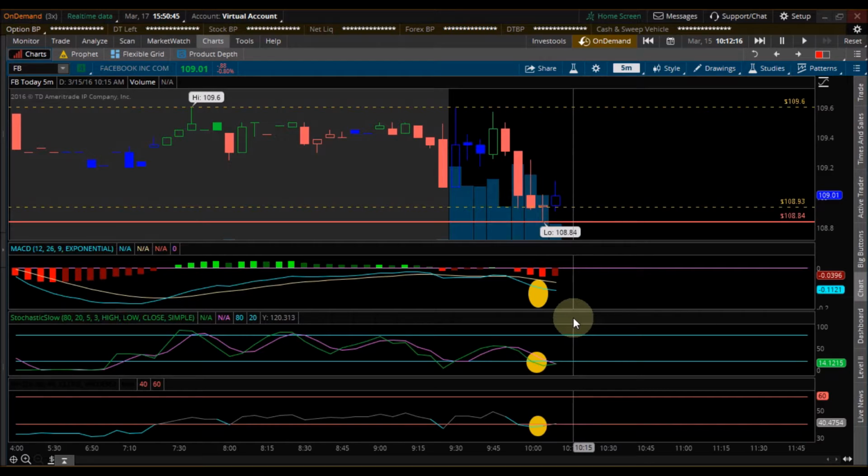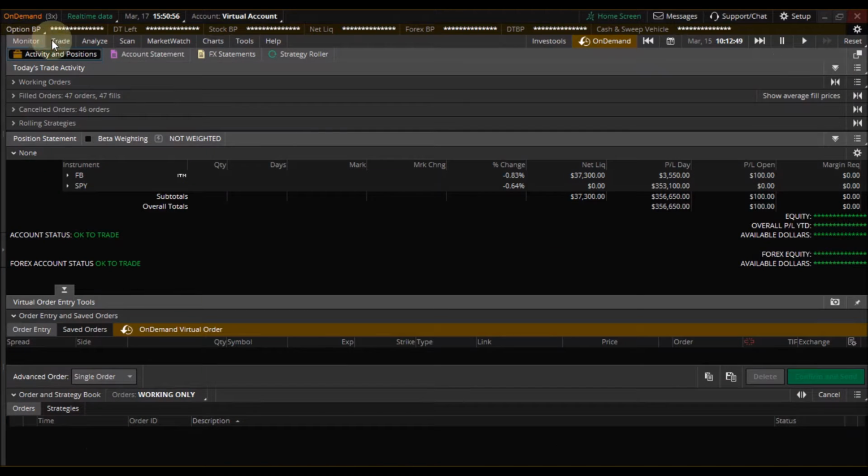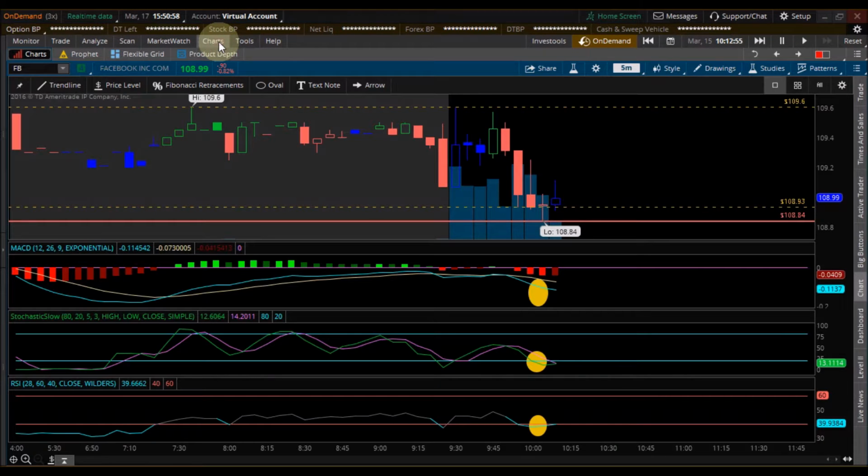And of course, with the support line, you could use today's or that day's lowest point as a support line, or you can also use the previous day's low as a support line. You know, whichever you're comfortable with.